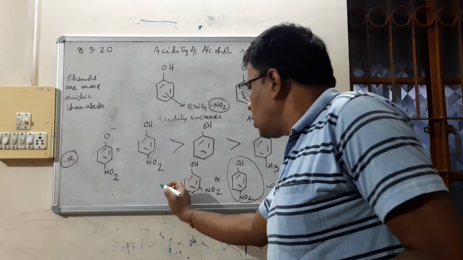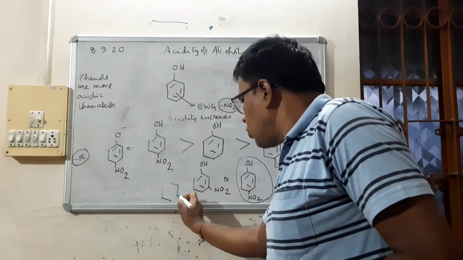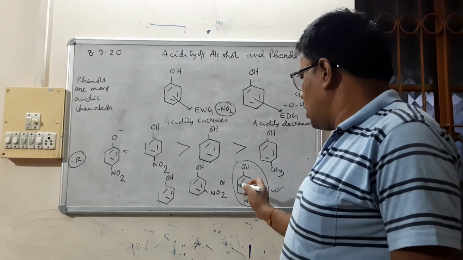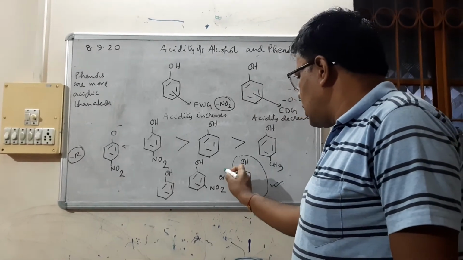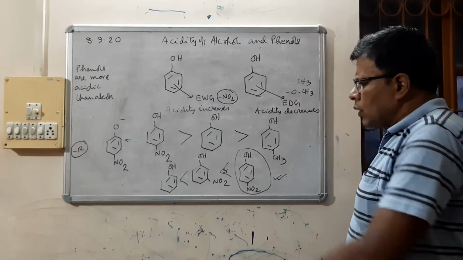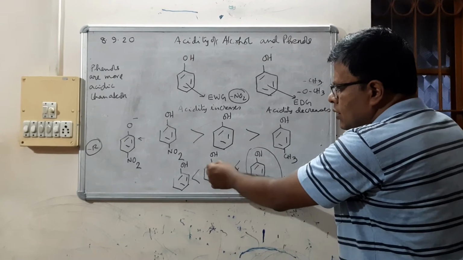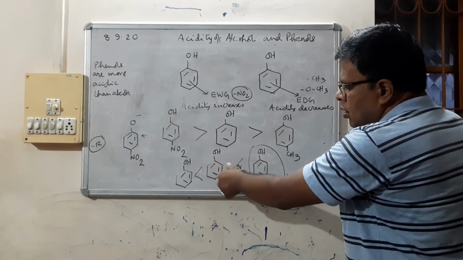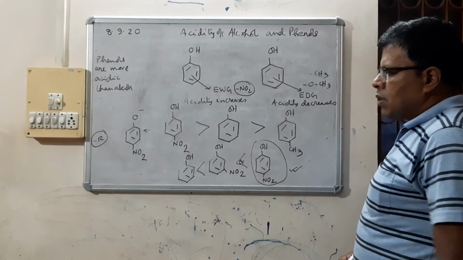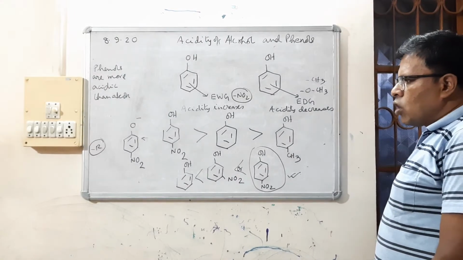And we can put this one also here. Say this is more acidic than this one, which is more acidic than this one. This one is more acidic because there is some minus effect that will increase the acidity, but here there is no such electron withdrawing group.